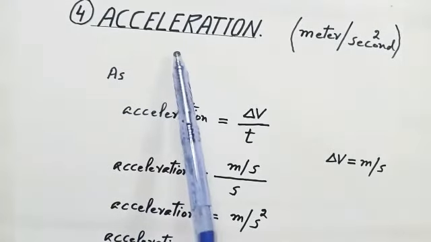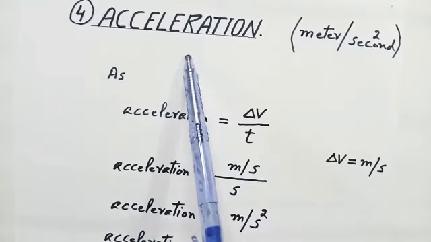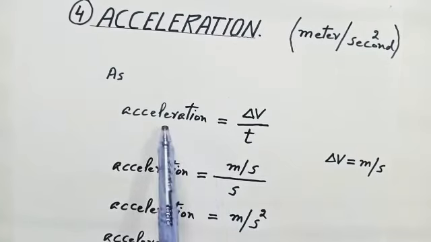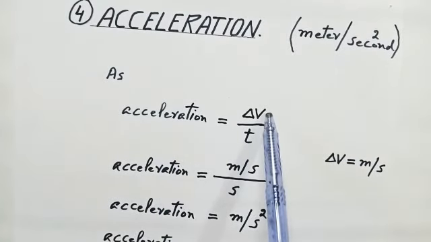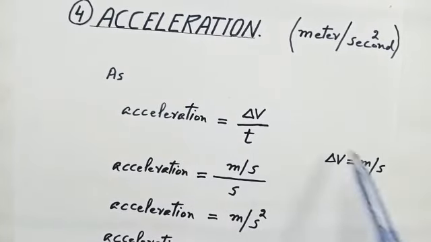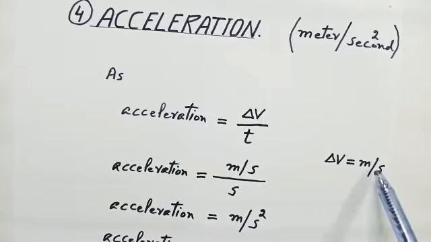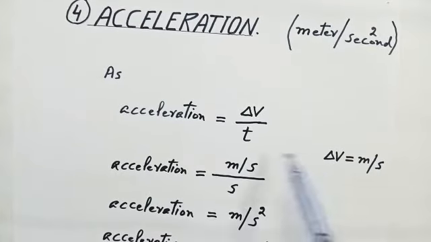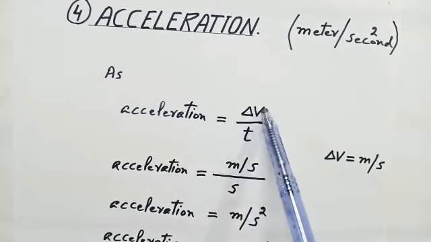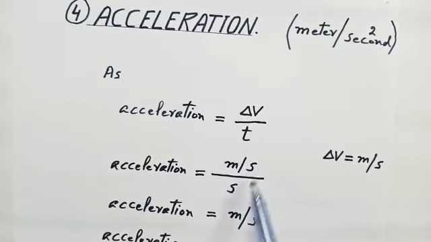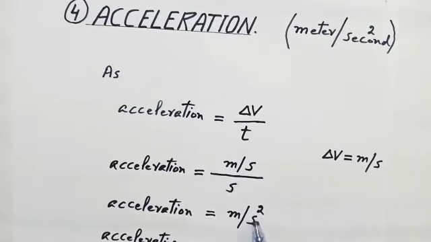Next quantity is acceleration. Acceleration is a derived quantity. Its unit is meter per second square. This is a derived unit. How do we get it? Acceleration has the equation: change of velocity divided by time. Now change of velocity has the unit meter per second. Put this value here. So the unit of change of velocity is meter per second and the unit of time is second. So meter per second divided by second becomes meter per second square.